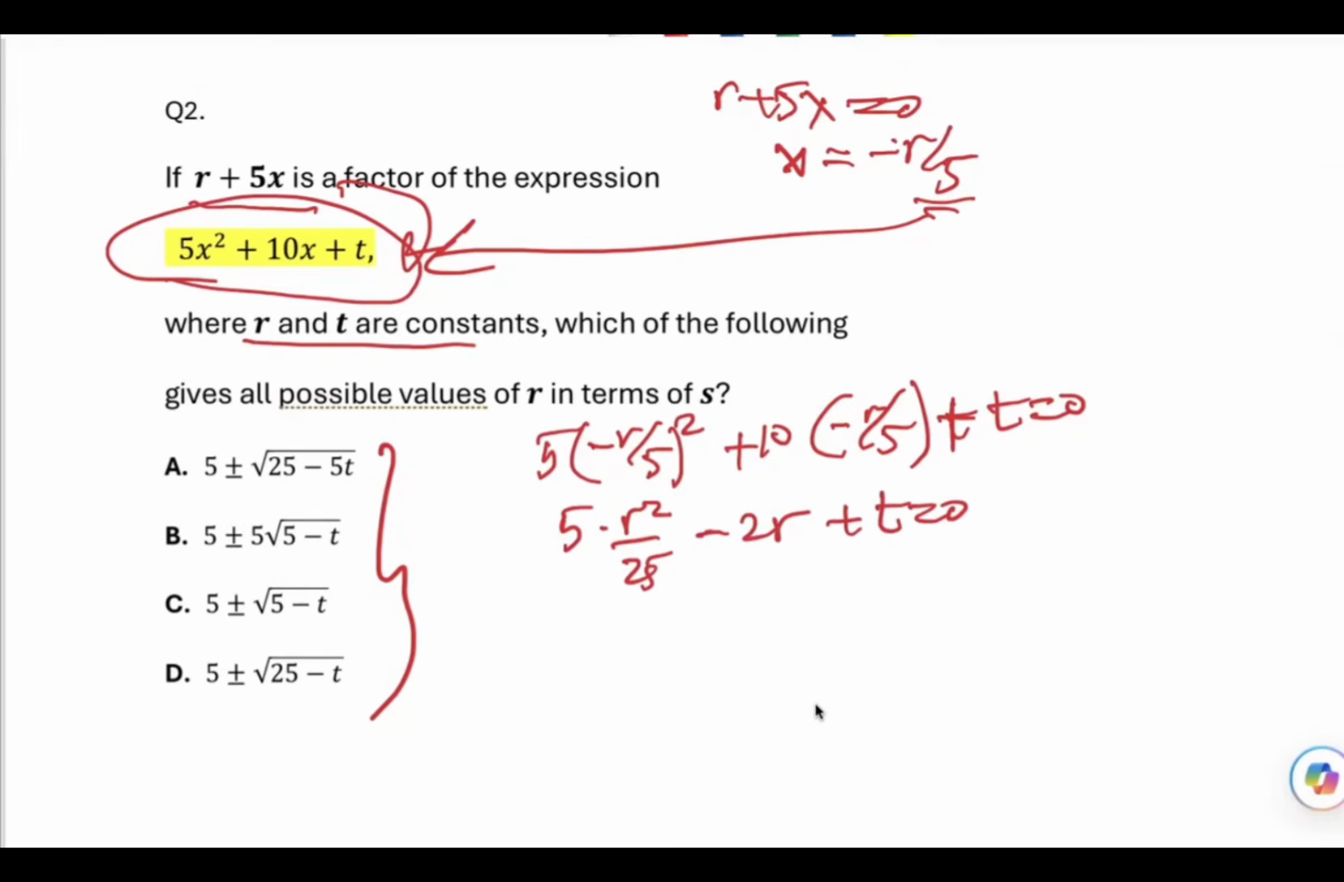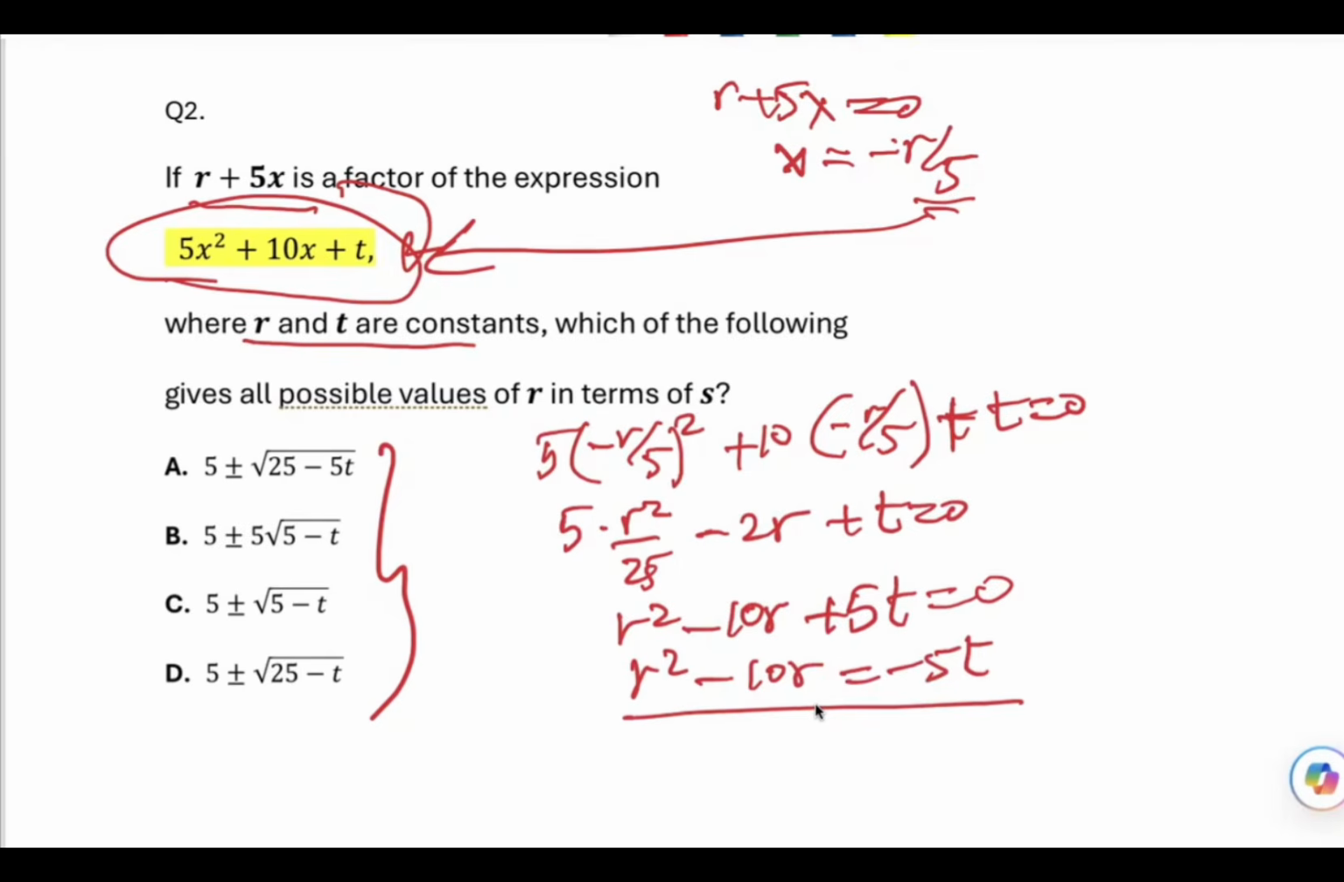If you simplify, you're going to get a quadratic equation: RT minus 10R plus 5T is equal to 0. This is the same thing as R squared minus 10R plus 5T. Don't put this in the quadratic formula. It's a trap. You waste your time.